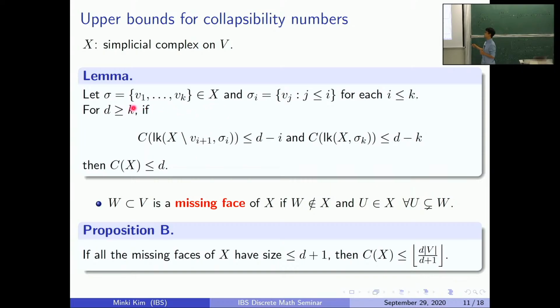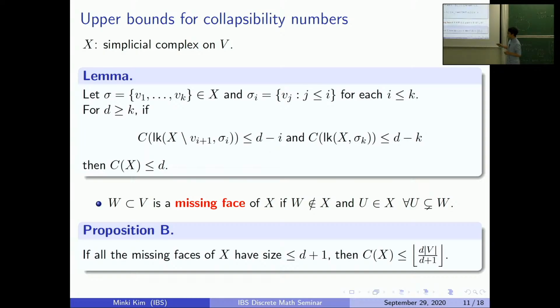We give some linear order on the vertices of sigma and define sigma_i as the subset of sigma consisting of the first i vertices of sigma. Then if we know the link of sigma_i in X minus v_{i+1} is d minus i collapsible, and the link of sigma_k in X is d minus k collapsible, then X is d-collapsible. I know this is complicated, but what we can prove with this lemma is this proposition.